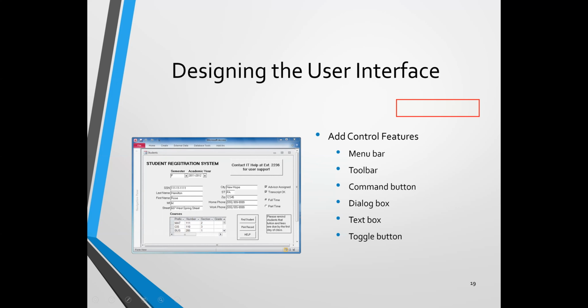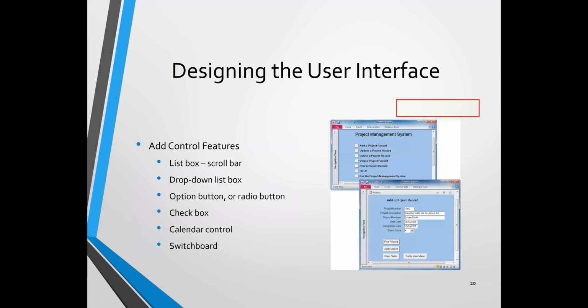Toolbar, you have the toolbar for the users in order to choose commands. Command button, that users can use to do something. Dialog box, that users can see the things they have. Text box, that users can type in the data. Or toggle button. So these are the control features that we can use in order to let the users enter the data easily.